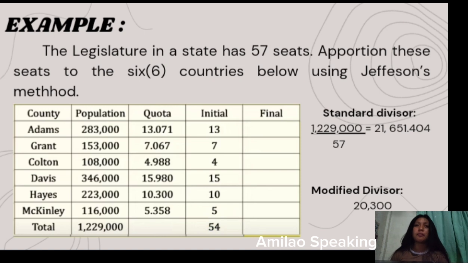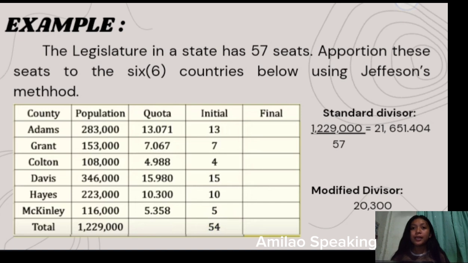Here it states that Adams has a population of 283,000, Grant has 153,000, Colton has 108,000, and Davis has 346,000. Also Hayes has 223,000, and McKinley has 116,000. The total population for this example is 1,229,000, and the apportion is 57 seats. The standard divisor formula is the total population divided by the apportion, which in this example is 57.